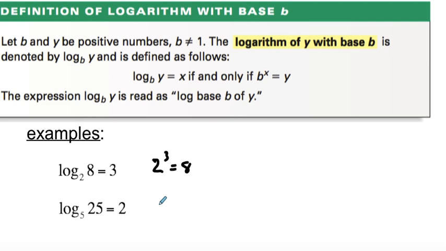And so then log base 5 of 25 equals 2. That is 5, the base, to the second power is equal to 25. We're going to be using that definition over and over and over again.